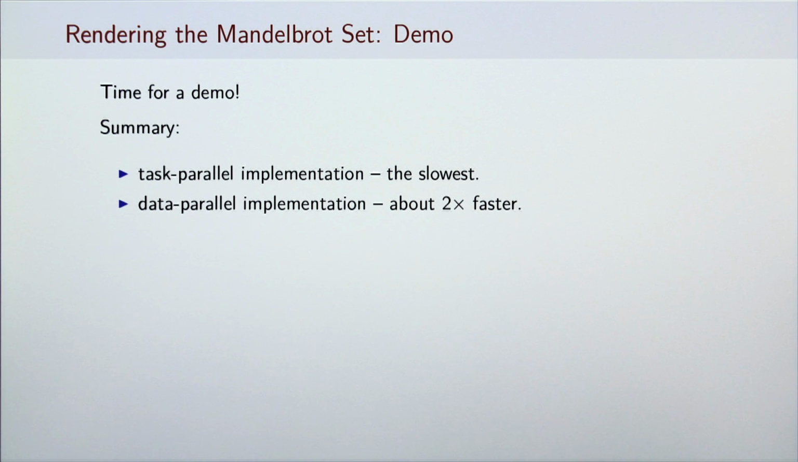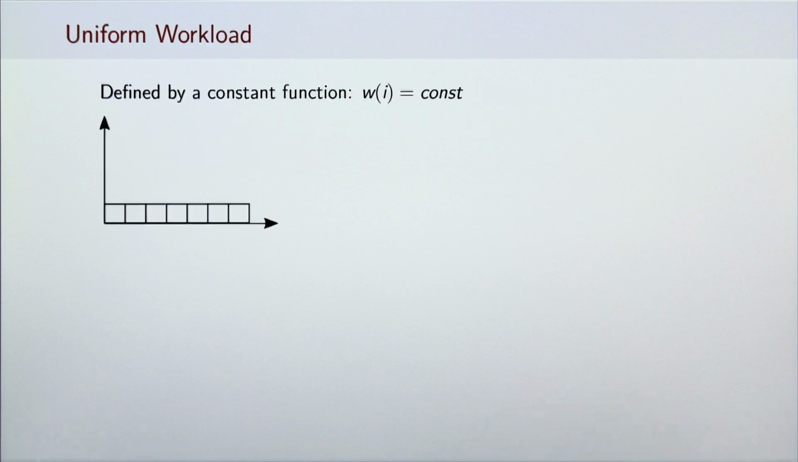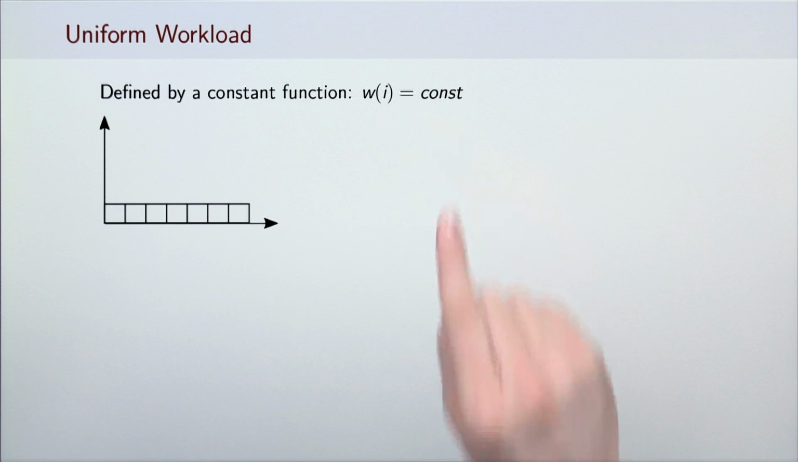We ask ourselves, what is the reason for this? It turns out that different data parallel programs have different workloads. Workload is a function that maps each input element to the amount of work required to process it. The initializeArray method, defined previously, has a constant amount of workload per each element. We write this as w(i) equals constant.